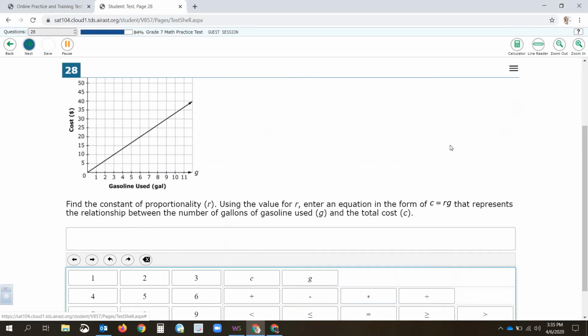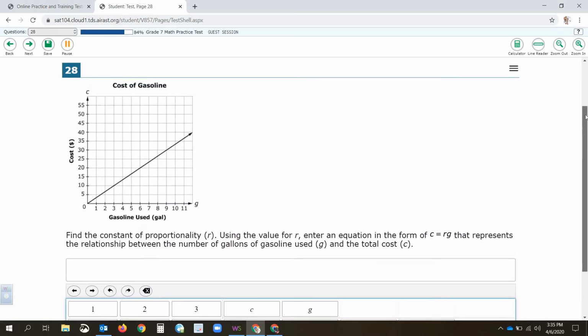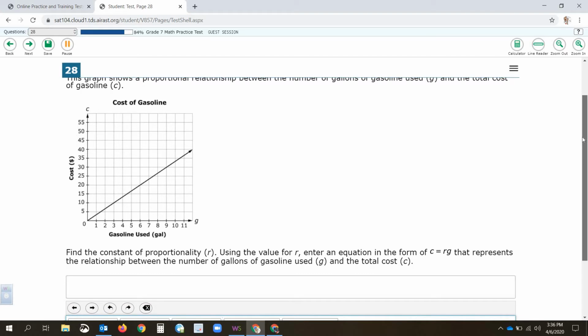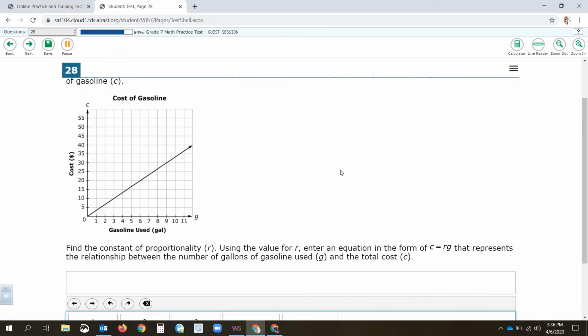All right, so here we go. Question 28 as we work our way to question 32 and finishing the test. It says this graph shows a proportional relationship between the number of gallons of gasoline used, G, and the total cost of gasoline, C. Find the constant of proportionality, R, using the value for R and an equation in the form C equals RG that represents the relationship between the number of gallons used, G, and the total cost, C.